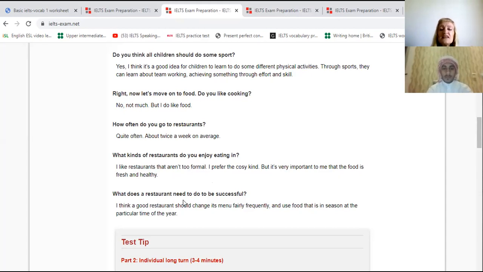What does a restaurant need to do to be successful? I think a good restaurant should change its menu fairly frequently. So they should vary their food. Maybe one day they can have chicken, the next day they can have lamb, you know, something like this. And use food that is in season. So it needs to be fresh if it's in season, and particular for that time of year.